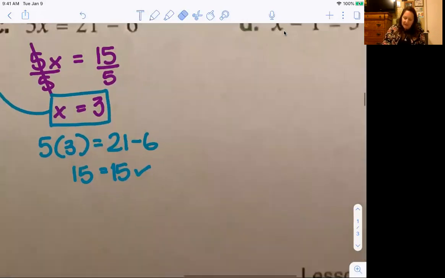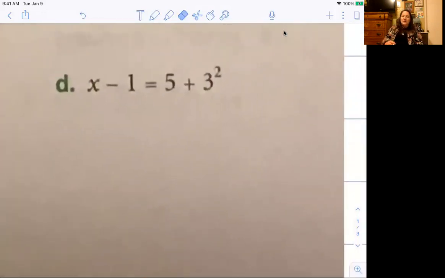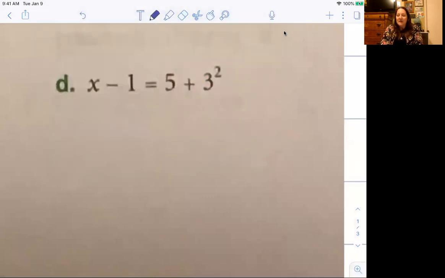Okay, let's move on to letter D. Ooh, this one looks tricky, but it won't be tricky because we're going to just work it out step by step. We can do this. X minus 1 equals 5 plus 3 squared. Now in PEMDAS, what do we do first?